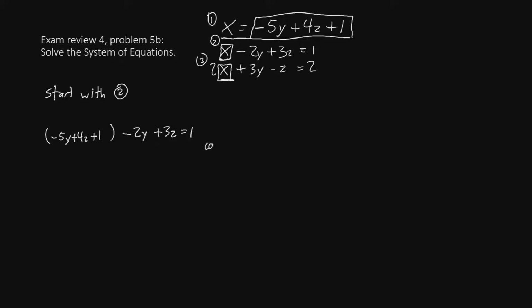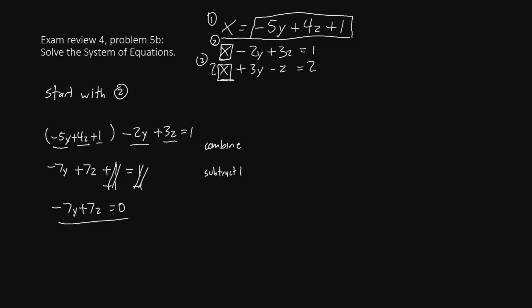Now, let's combine any like terms that we see. Negative 5y and negative 2y, if we add them together, make negative 7y. 4z and 3z together make 7z. We still have plus 1 by itself equals 1. Now we'll subtract 1 from both sides. Minus 1 here and minus 1 here. We'll cancel both on the left and the right. And we'll have negative 7y plus 7z equals 0.